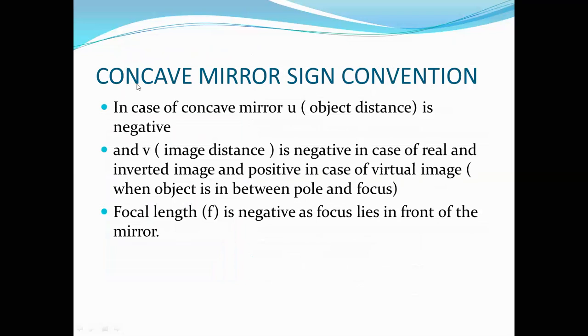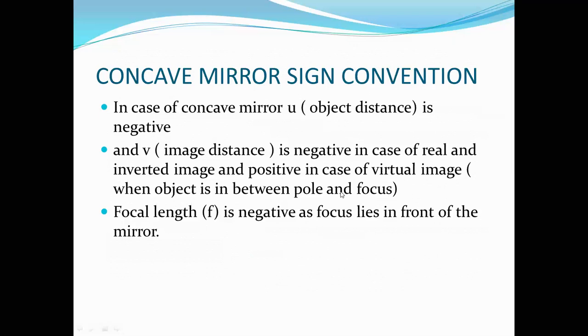So what is the sign convention of a concave mirror? In case of a concave mirror, U is negative because the object is in front of the mirror. V is negative in case of a real and inverted image, and positive in case of a virtual image, meaning when the object is in between pole and focus. This is the only case in a concave mirror when the image is virtual and forming at the back side of the mirror. So in this case only V is taken as positive.